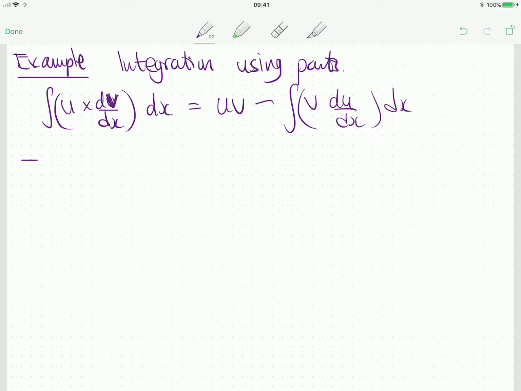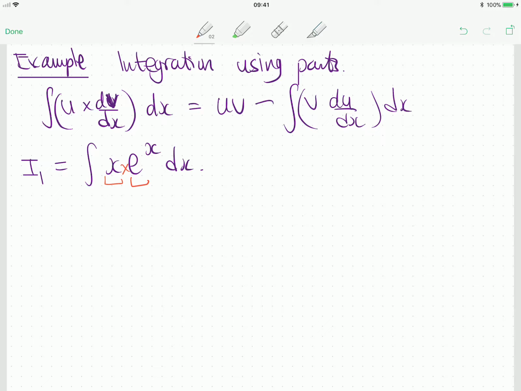So let's play around with some examples. Let's try I1. Let's integrate x e to the x dx. Firstly, why do we use parts? Well, because we see a product in here, and then we should be thinking parts, because parts is just a rearrangement of the product rule for differentiation. So it's obviously going to be helpful when we see products.